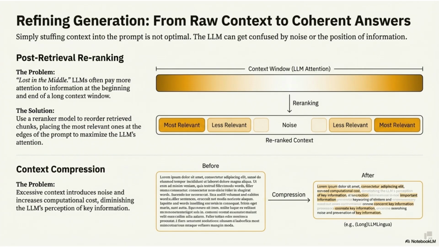To refine generation, move from raw context to coherent answers. Post-retrieval re-ranking addresses the lost-in-the-middle problem by reordering chunks. Context compression reduces noise and computational cost, helping the LLM focus on key information.